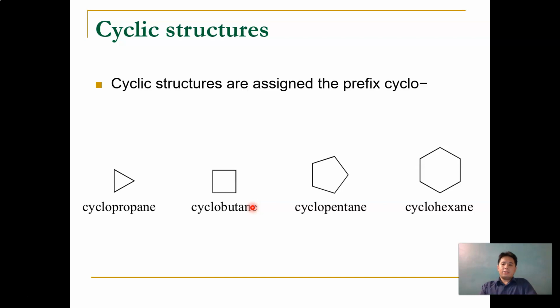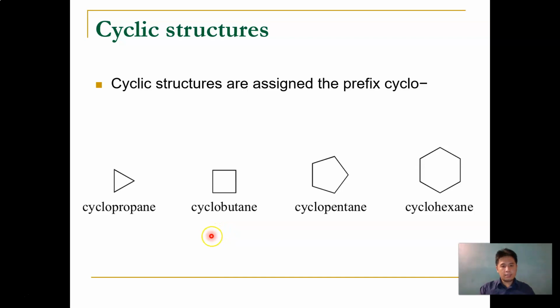Okay, cyclic structures. For cyclic structures, the rule for the parent chain is a little bit altered, but it's also much simpler. If you have a cyclic structure, the cyclic structure itself is the parent chain, so it's much simpler. So you can have cyclopropane, cyclobutane, cyclopentane, or cyclohexane. So cyclopropane and cyclobutane, if you notice, you don't see these kinds of structures very often.